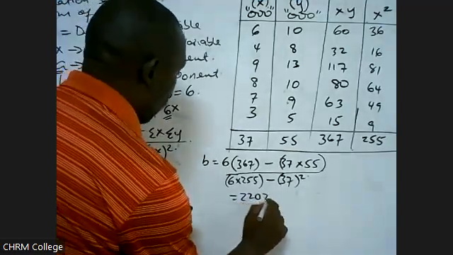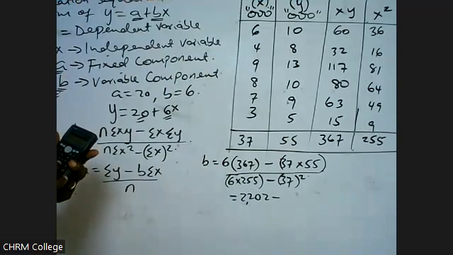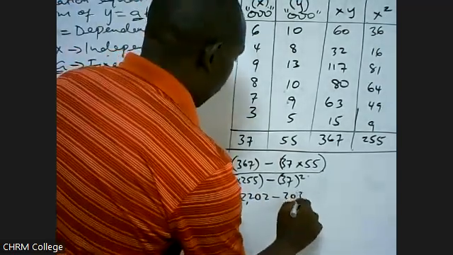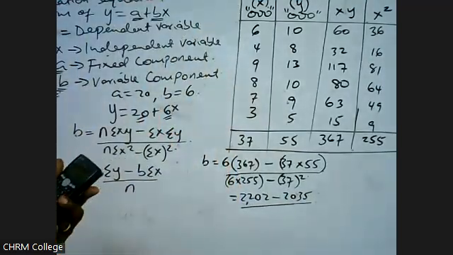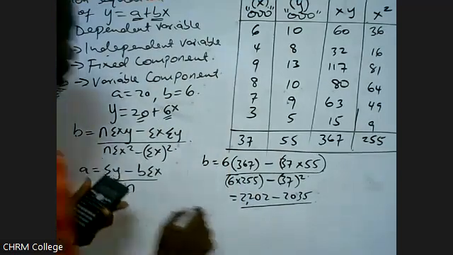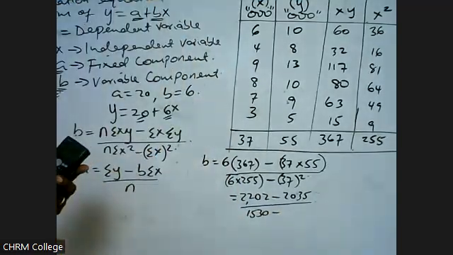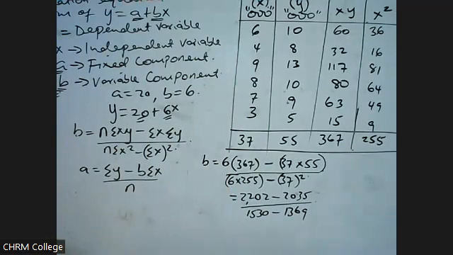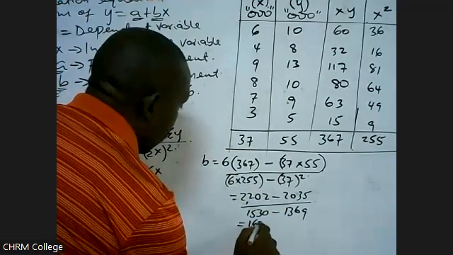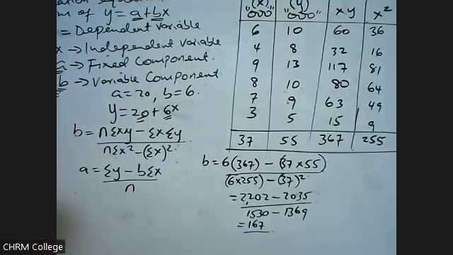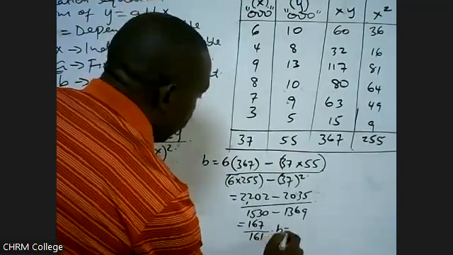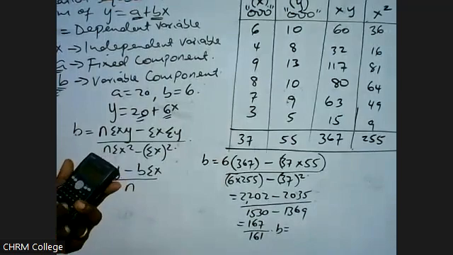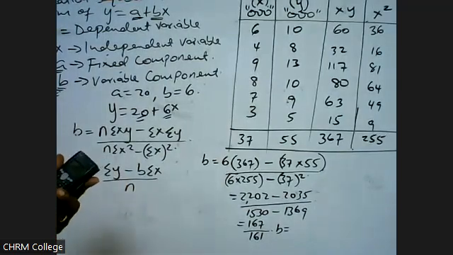This is 2202 minus 2035 over 6 times 255, 15 brackets, minus 1369. From there, 2202 minus 2035, you get 167. Divided by 1530 minus 1369, you get 161. So your B will be equal to what? 167 divided by 161, you get 1.04.